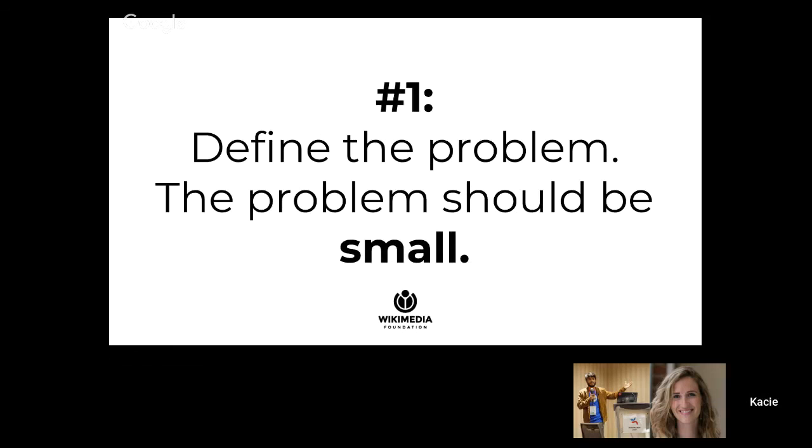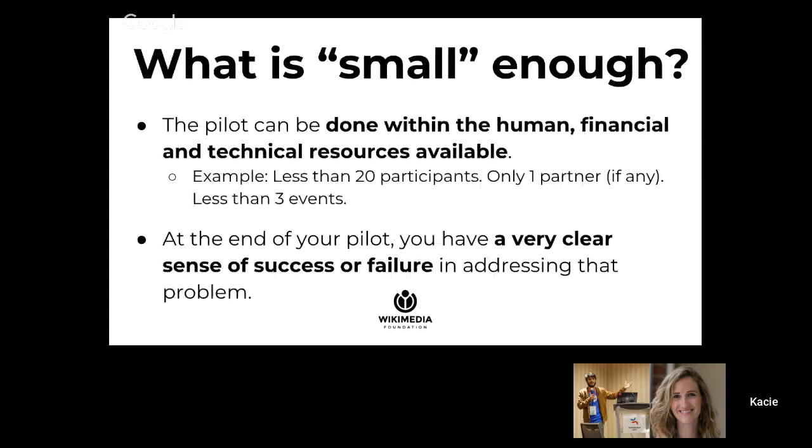So, number one, define the problem. The problem should be small. So, what is small enough? What you're looking for is something that can be done with the resources that you have available. Now, while we are providing grants, or grants are available for people to print things, to make visits to places, to hire video editors or graphic designers, the limit of the project should be US$2,000. And if possible, less than that.